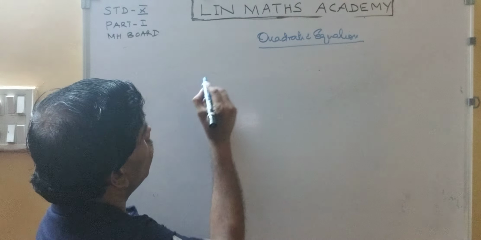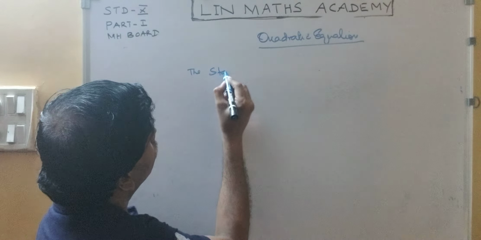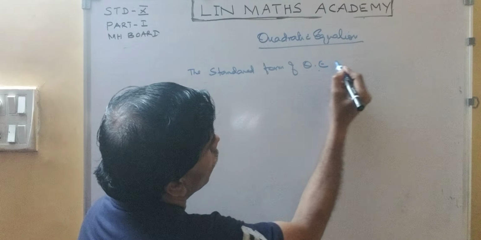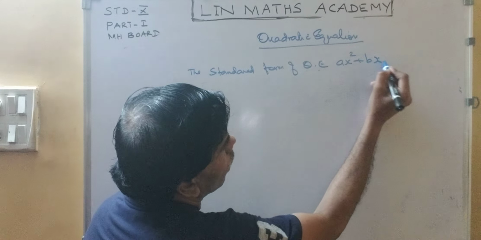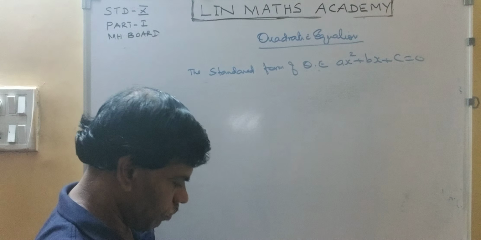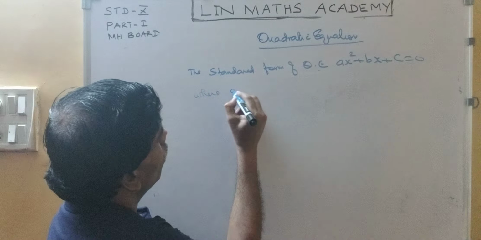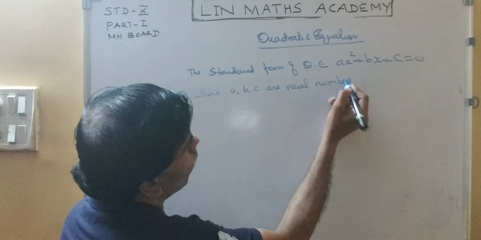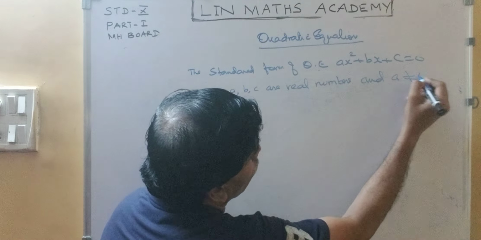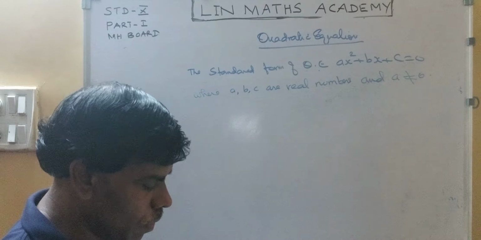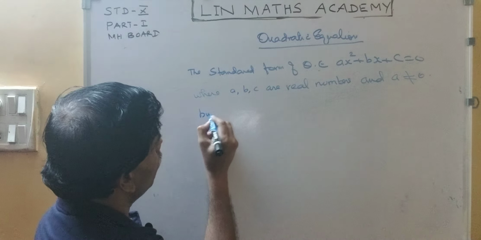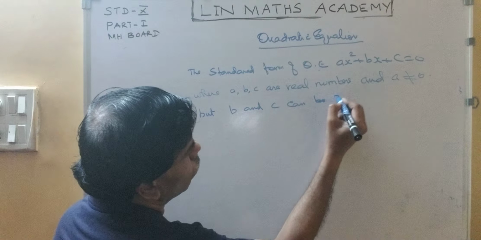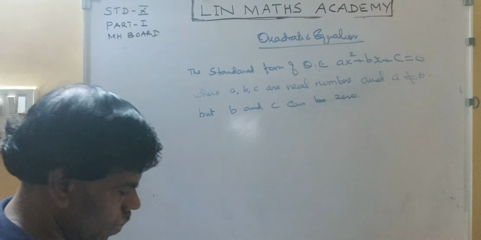So quadratic equation means what? The standard form of a quadratic equation is ax square plus bx plus c equal to 0, where a, b, c are real numbers and a cannot be equal to 0. a cannot be equal to 0, but b and c can be 0.